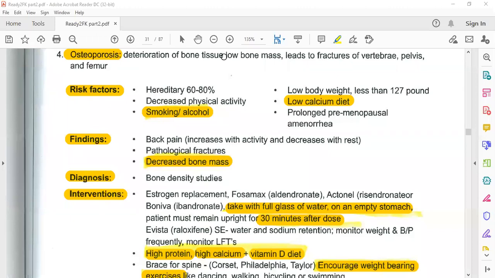Deterioration of bone tissue and low bone mass lead to fracture of the vertebra, pelvis, or femur. So if the rate of bone resorption is more, osteoclastic activity is more, and the rate of bone formation is less, or osteoblastic activity is less, it results in low bone density and also fragile bones. And osteopenia is a precursor of osteoporosis.